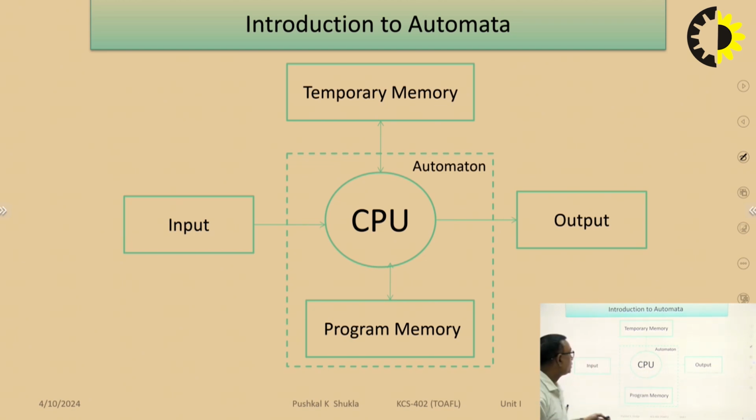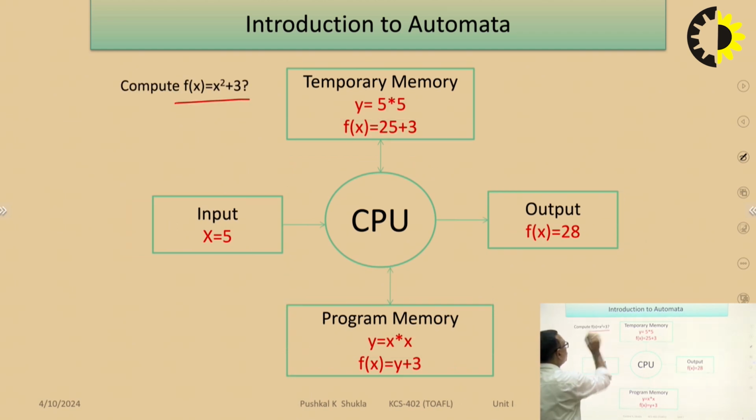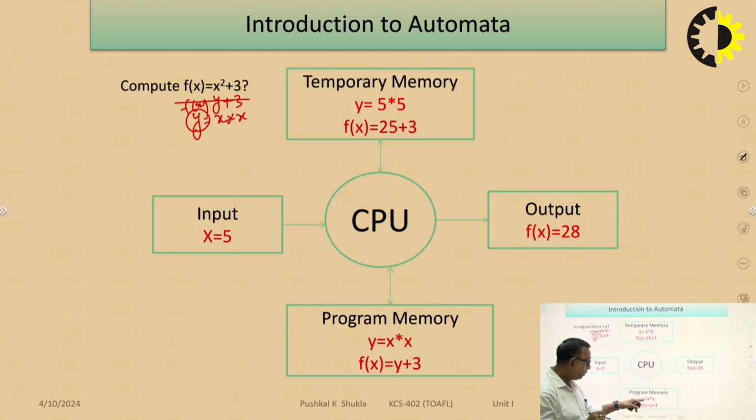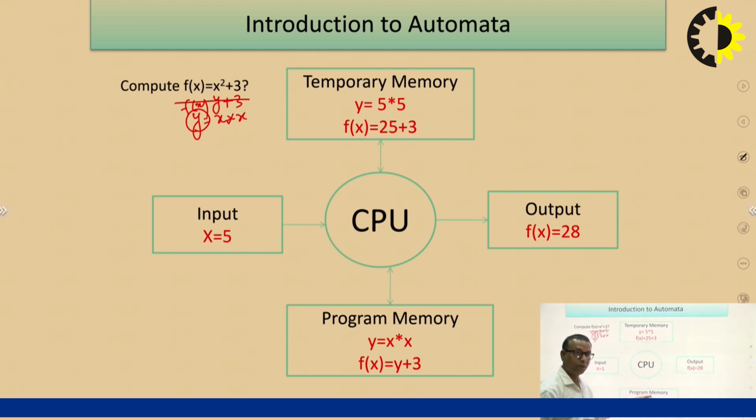and it provides the outputs. For example, suppose we have to compute f(x) = x square plus 3. We can break this: y = x into x. This is an intermediate, temporary variable y, and x into x is going to be stored in this variable y. So we write a program in the program memory, y = x * x. Again, this y is used here, f(x) = y + 3. These instructions are written in the program memory.